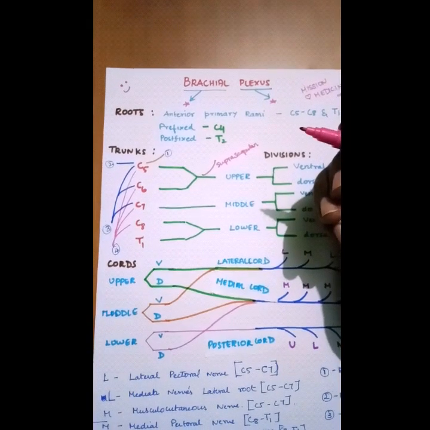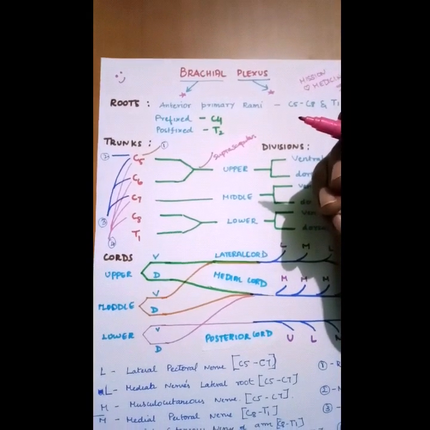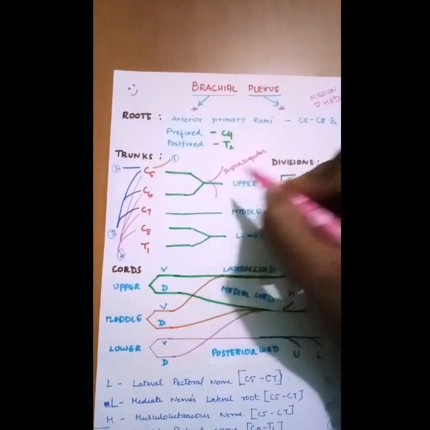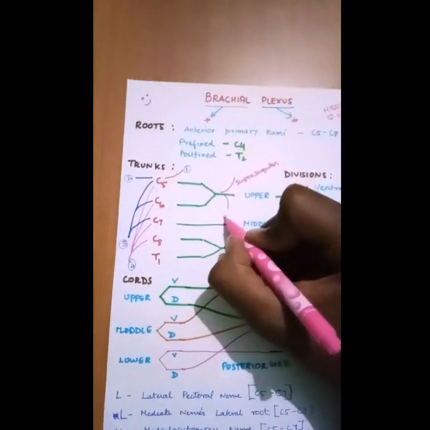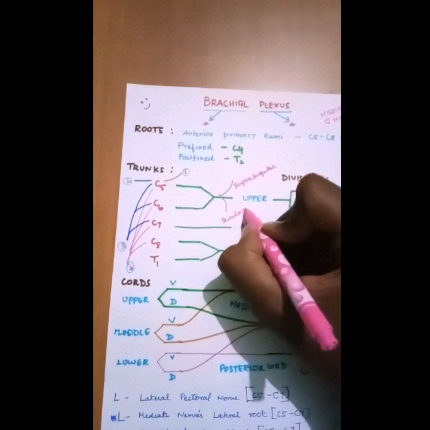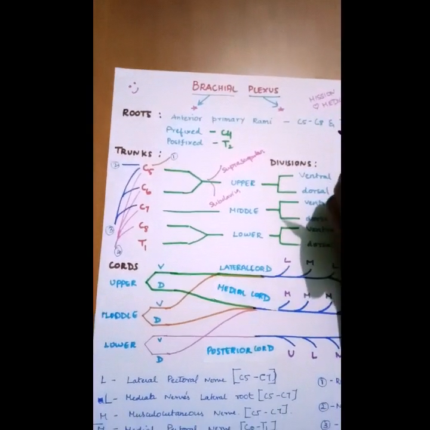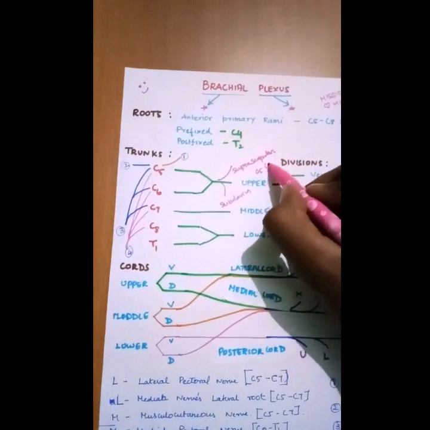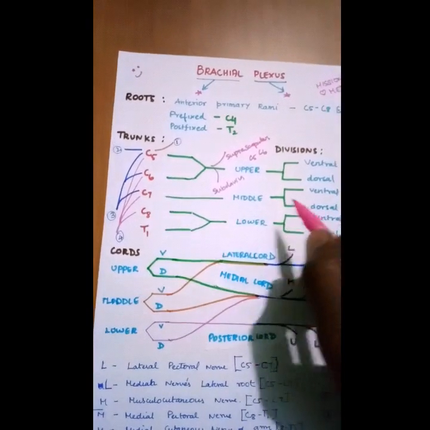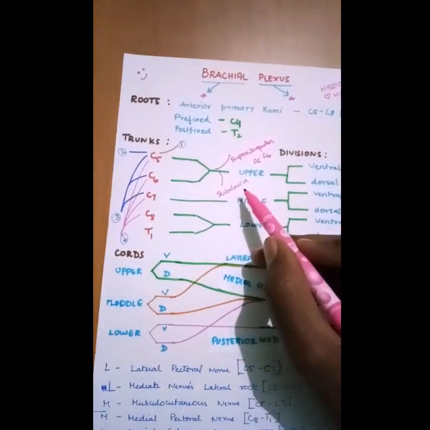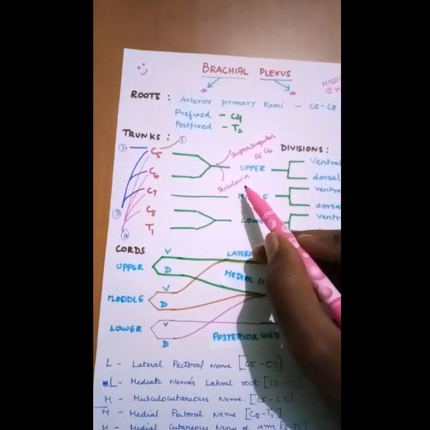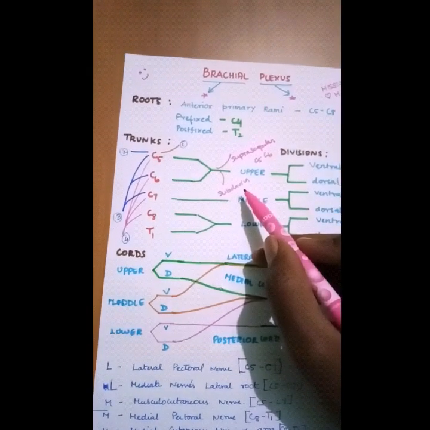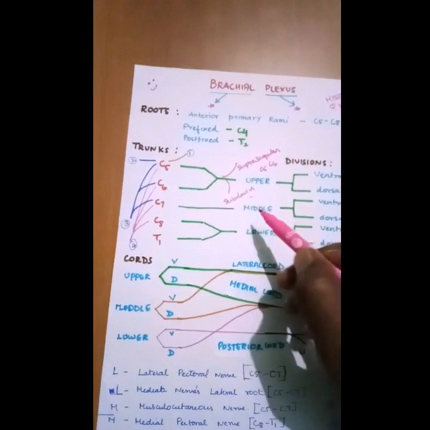And then we have the nerve to subclavius, which is also from the upper trunk. Both of these get the root value C5, C6. And the nerve to subclavius is also known as the important nerve supplying an unimportant muscle, because it also gives a twig for the phrenic nerve, which we saw here.